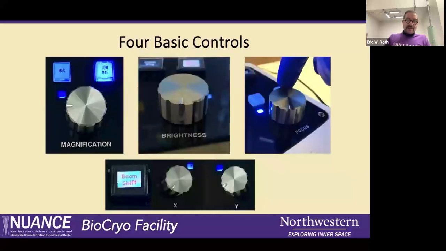All right, so there are 4 basic controls to using an electron microscope. Now, we have lots of other parameters at play with adjusting the lenses and so forth. But when it comes down to it, we have just magnification, brightness, focus, and beam shift. So I'm just going to briefly talk about those before I get into the meat of my talk about identifying misalignments and figuring out how to make your image better.